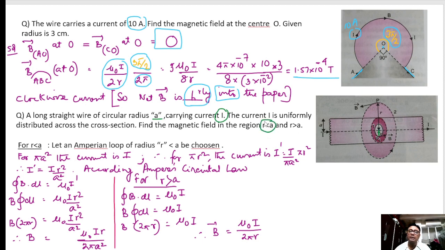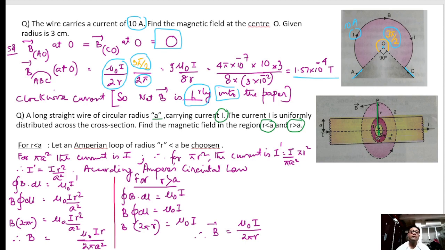than a, and outside the wire at a distance of r, which is greater than a. So two parts we have to make. They are telling that the current is actually uniformly distributed over this whole wire. Uniform distribution, because it's a thick wire, so current flows uniformly over this wire.